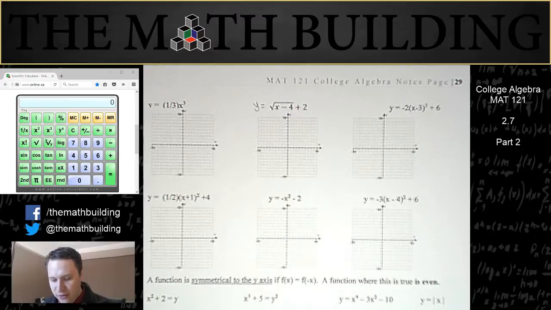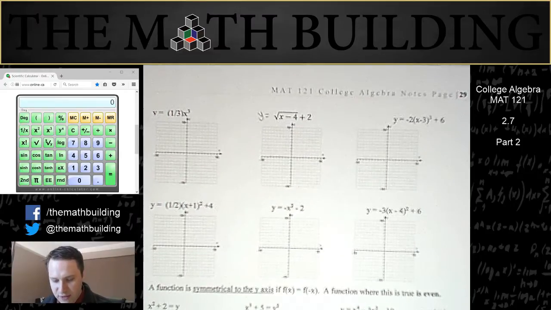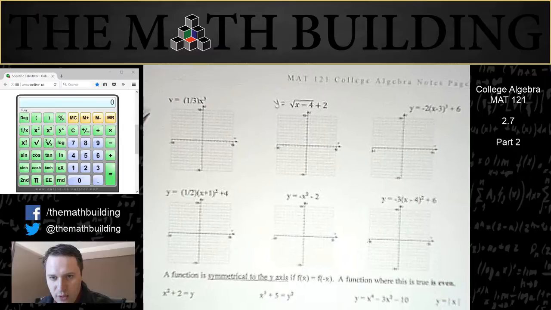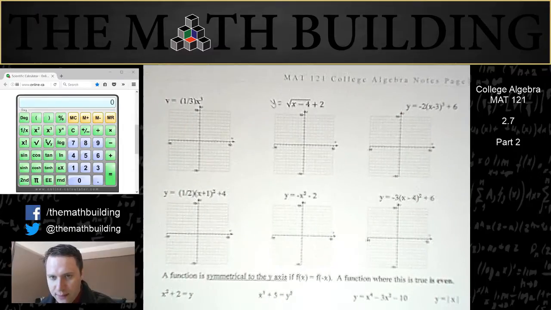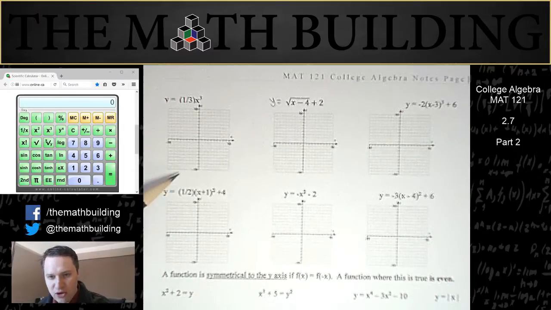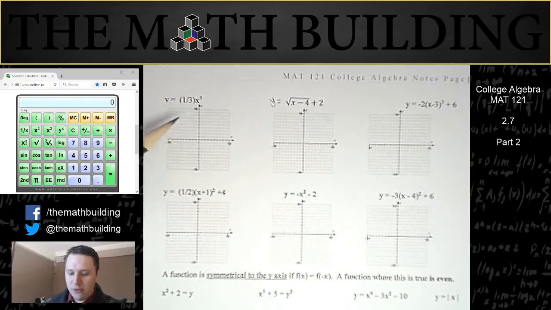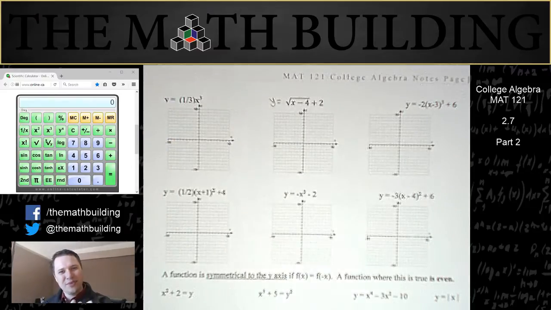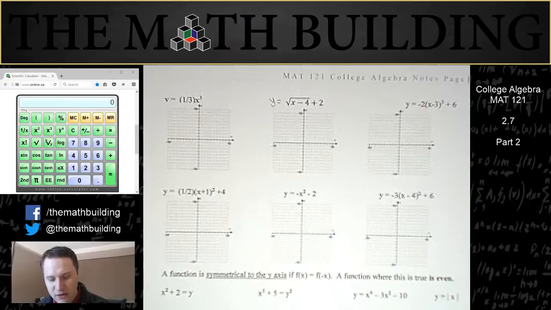Let's do a few more of these graphs and do these shifts. So the next one is y equals 1/3 times x to the 3. So we know what the parent function of x to the 3 looks like, so how would we do this one, with the 1/3 on it? Well, remember, when we multiply by a fraction, it takes the graph longer to get bigger, so it makes it wider. It's kind of a horizontal shift.